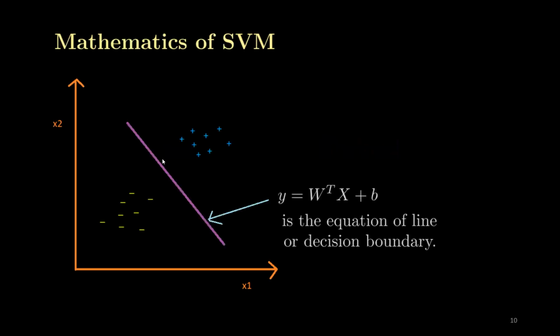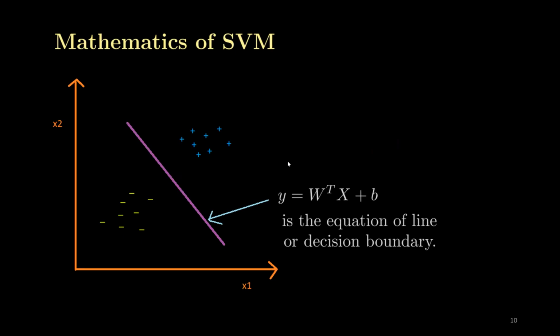So here are our classes. We have two classes: a negative class and a positive class, and we have separated the data using a support vector machine classifier. This is a decision boundary, and it is also a straight line. Therefore, this decision boundary can be represented with the help of a straight line equation.